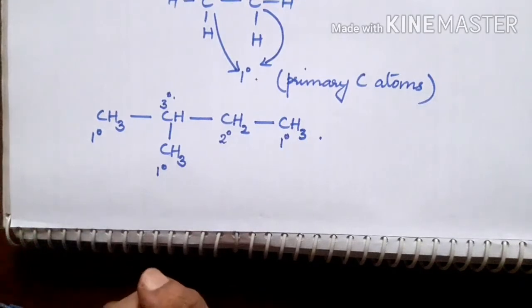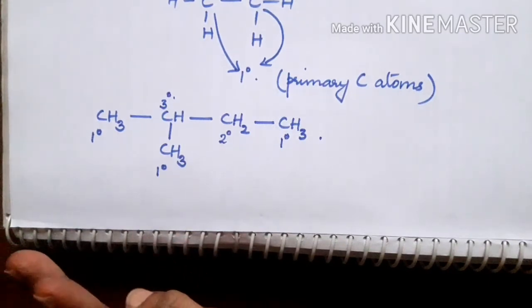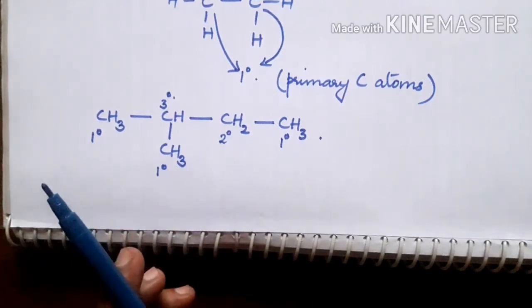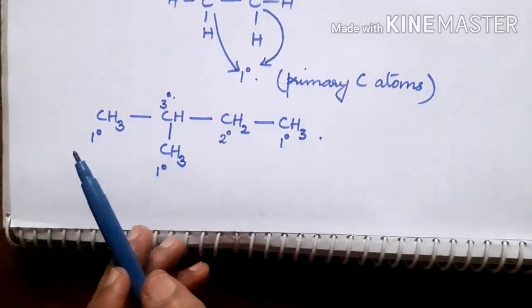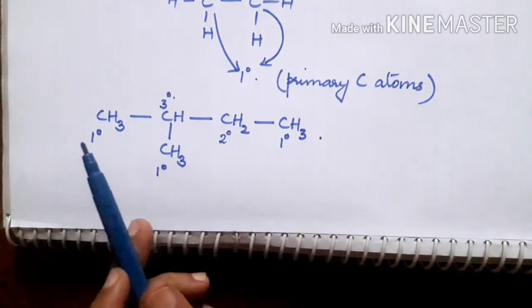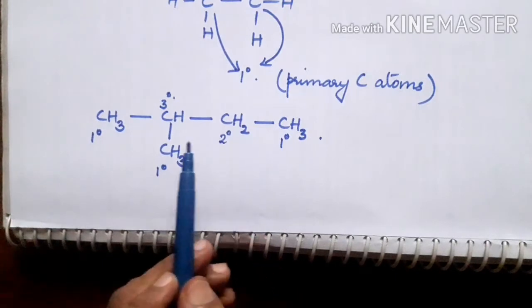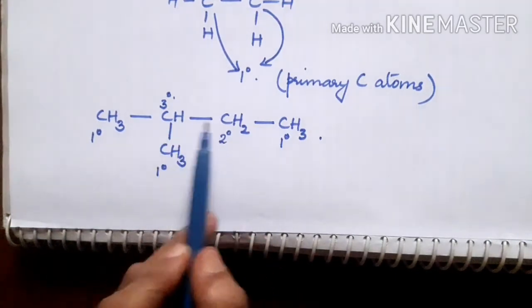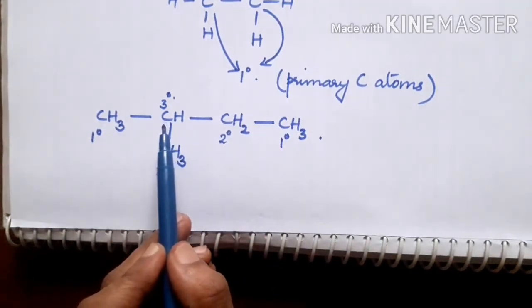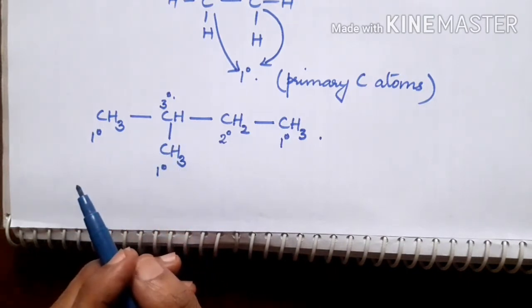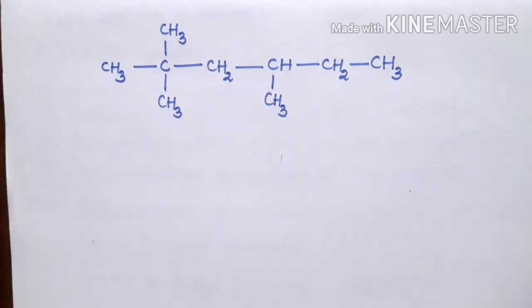So we have different types of carbon atoms depending upon whether it is attached to 1 carbon, 2 carbons, 3 carbons or 4 carbons. If it is attached to one other carbon atom, it is primary. If it is attached to 2 other carbon atoms, it is called secondary. If it is attached to 3 other carbon atoms, it is called tertiary. And if it is attached to 4 other carbon atoms, it is called quaternary carbon atom.